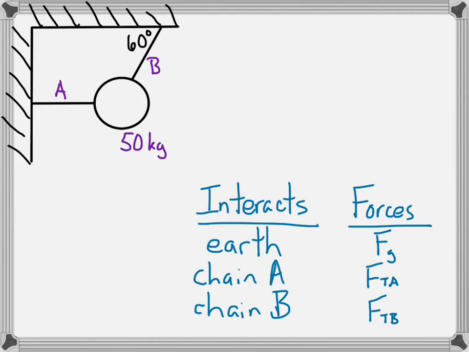So let's draw a dot to represent the ball. And let's draw gravitational force. We know that points in a downward direction. We know that the tension force in chain A is going to go along the direction of the chain, so that is pulling the ball toward the left. And then finally chain B is going to pull the ball along this line right here.